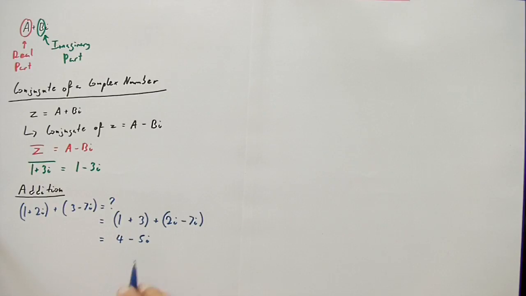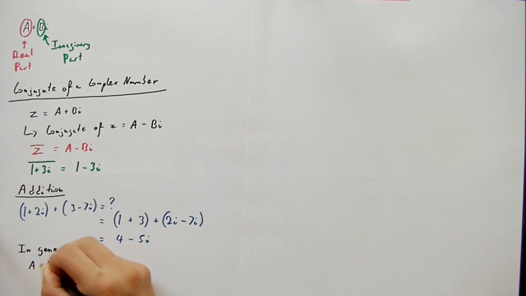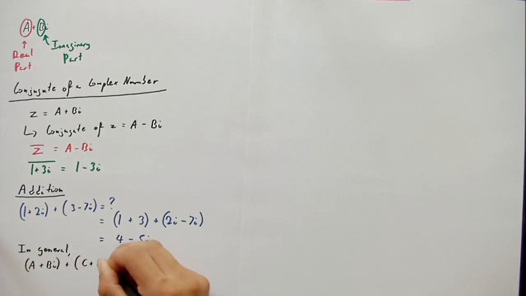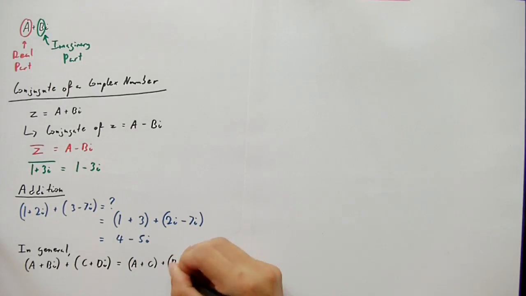So when we add 1 plus 2i and 3 minus 7i, we get a new complex number, which is 4 minus 5i. Now in general, when we add two complex numbers a plus bi and c plus di, we just add their real parts together, which is a and c, and then we add their imaginary parts together, which is the b and the d. So we get a plus c plus, in brackets, b plus d times i.